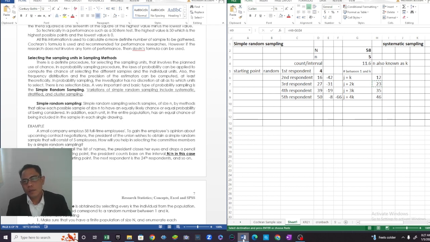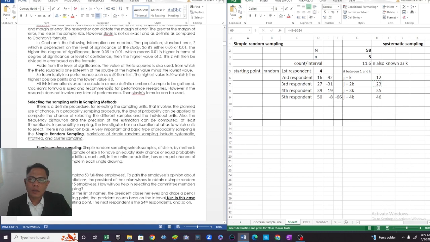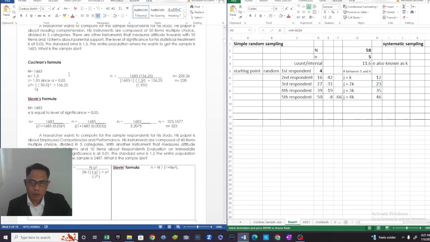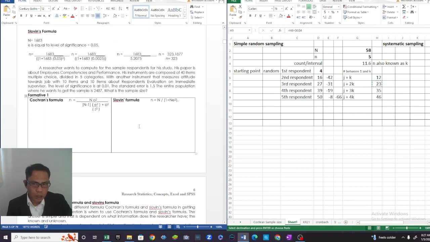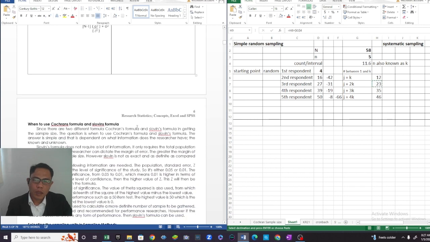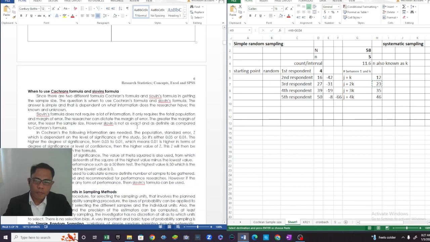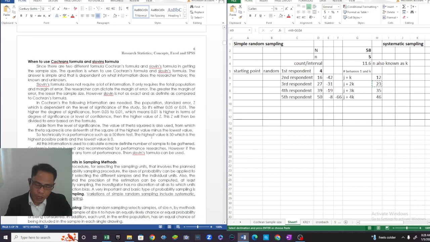Our lesson before was on calculating your n using Slovin's and Cochran's formula. We will be using that later to apply in selecting the sample units. So we have our n and now we have to select our sample. But there is a procedure, because we cannot have selection bias when we get our sample from our population.